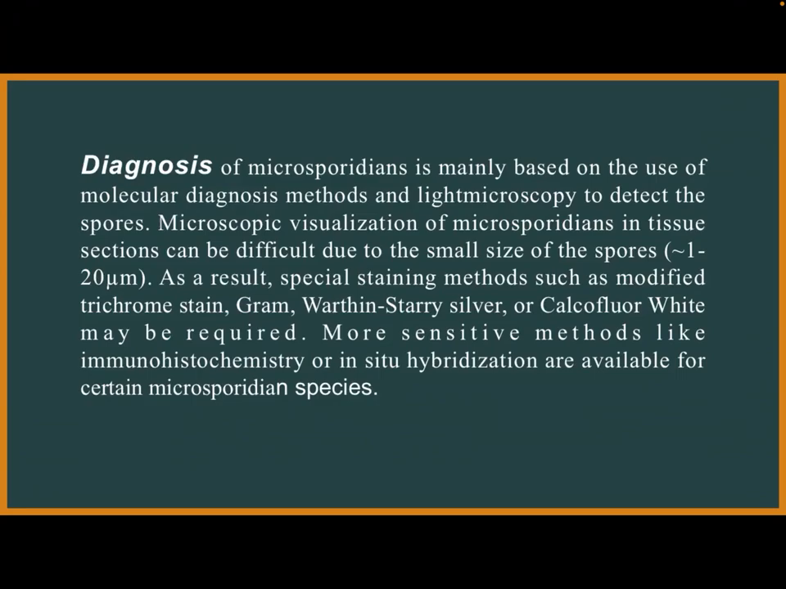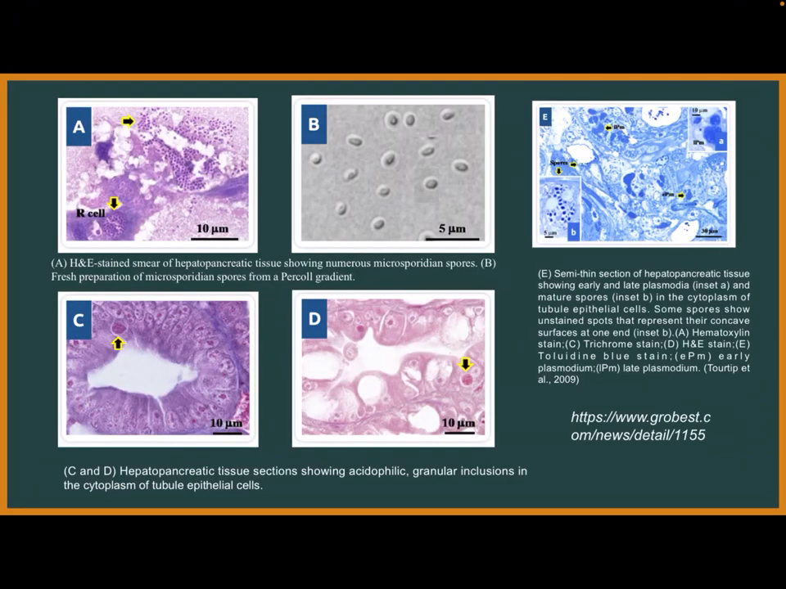A 1 to 20 micrometer. As a result, special staining methods such as modified trichrome stain, Gram-Wharton, Steiner silver, or calcofluor white may be required. More sensitive methods like immunohistochemistry or in situ hybridization are available for certain microsporidian species.